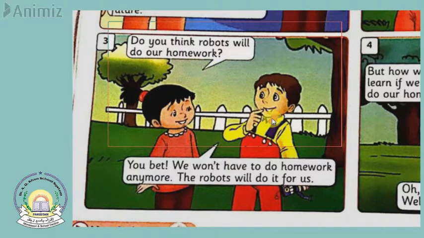And he replies, "You bet!" This is an exclamation point. Students, this is an exclamation point. We use an exclamation point when we show extreme emotions or extreme feelings. Okay. So "won't" means "will not." This is a short form for "will not." "We won't have to do homework anymore. The robots will do it for us."